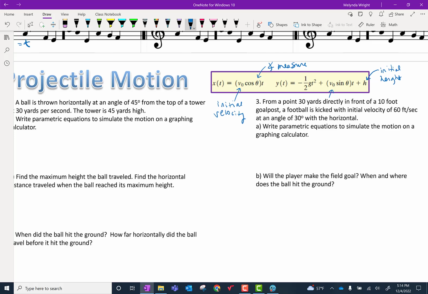And the other variable is g, and that is a constant. It's a gravitational constant, a constant of gravity, and we will give you what that constant is. So this is the gravity constant, which you may remember from physics. All right, so that's what those stand for.